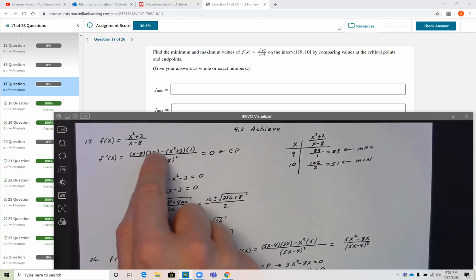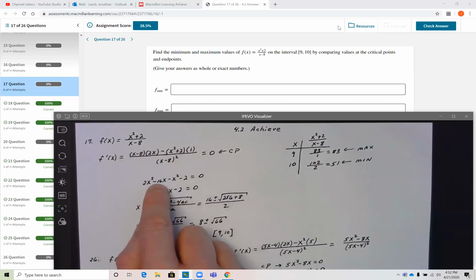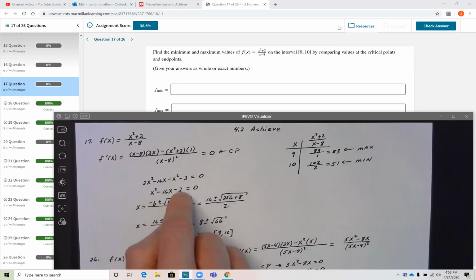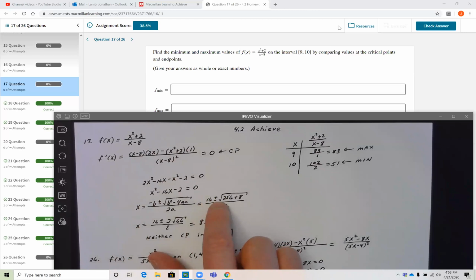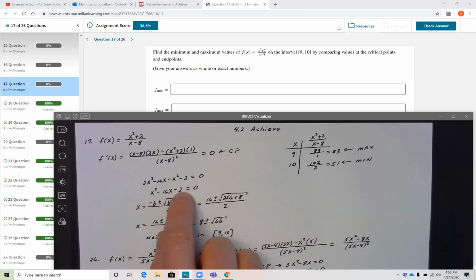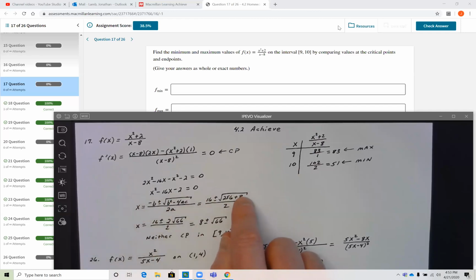So I simplify the numerator, distribute the 2x through the first group, and I get 2x squared minus 16x, and then I have minus x squared minus 2. The 2x squared minus x squared gives me 1x squared. Then I have the minus 16x minus 2. I quickly saw that that was not going to be easily factorable to set equal to 0. So then I just used the quadratic formula and said, well, it's going to be positive 16 plus or minus the square root of 16 squared minus 4 times a times c, which gives me plus 8. So inside that square root, I have 264. And then all of that's divided by 2 times a, which is obviously 2.